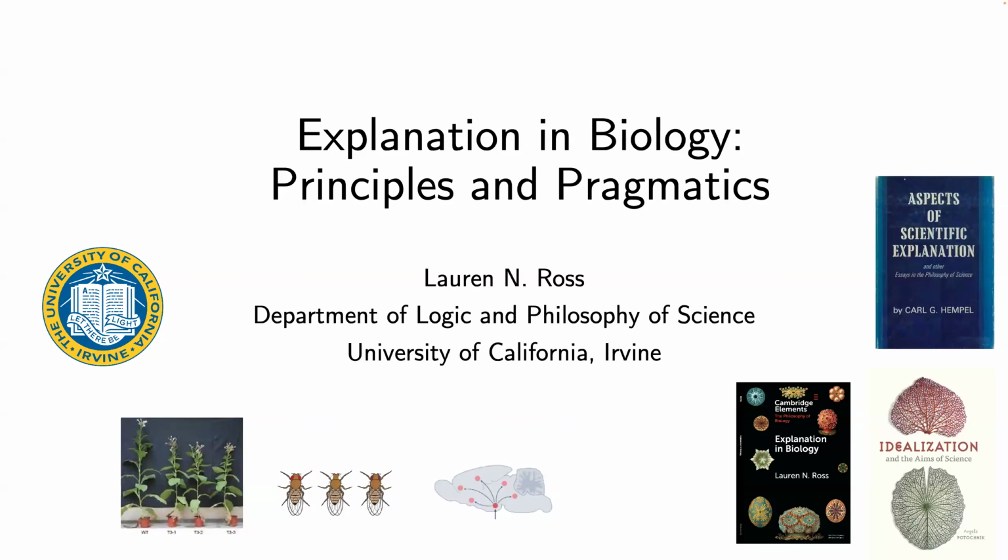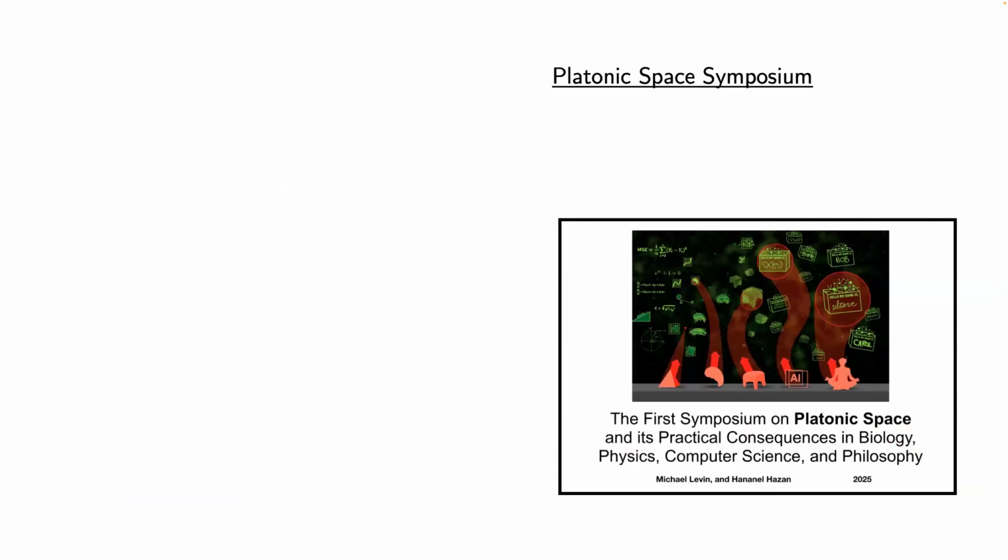The plan for today is for me to discuss the topic of explanation in biology, in particular principles and pragmatics that show up in this space. So in the context of the Platonic Space Symposium, there are a number of topics and themes that have shown up in our talks and discussions so far. There are a number of these that I'll connect this presentation to.